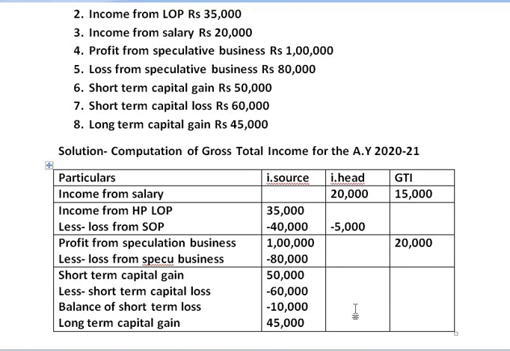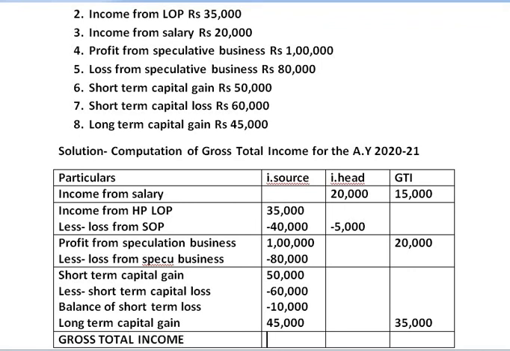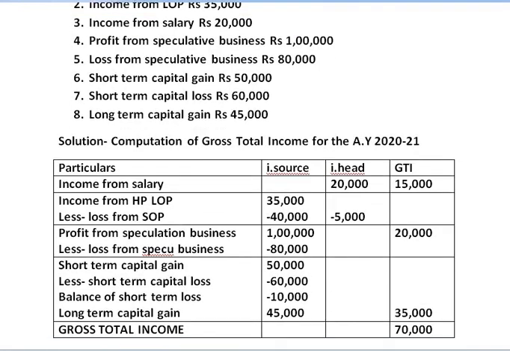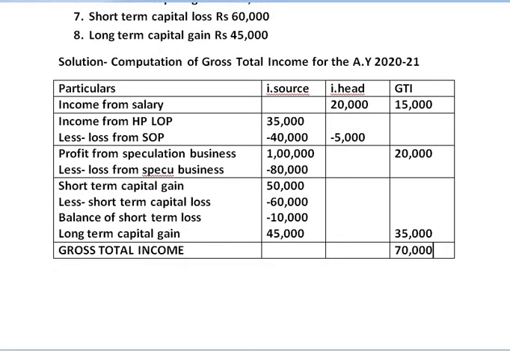Therefore, now we find a balance of rupees 35,000 income, which is taken to the gross total income column. Now let us find out our final answer. Gross total income is now 35 plus 20 plus 15, so 70,000 is the gross total income for the assessment year 2021. I hope you have understood the sum.